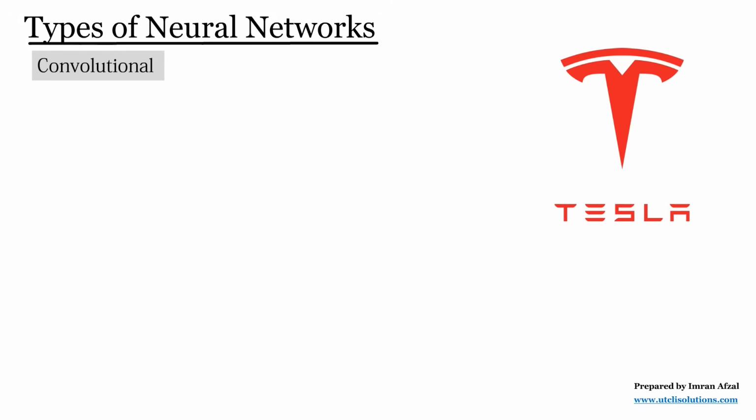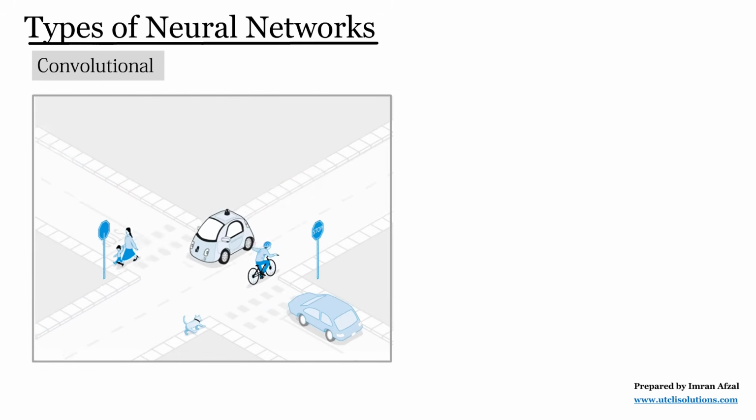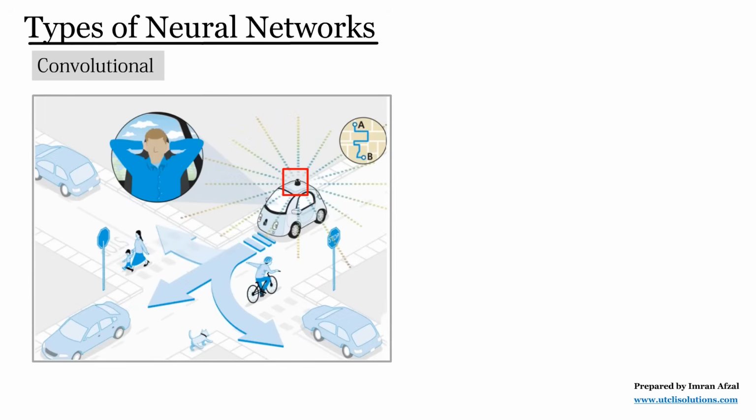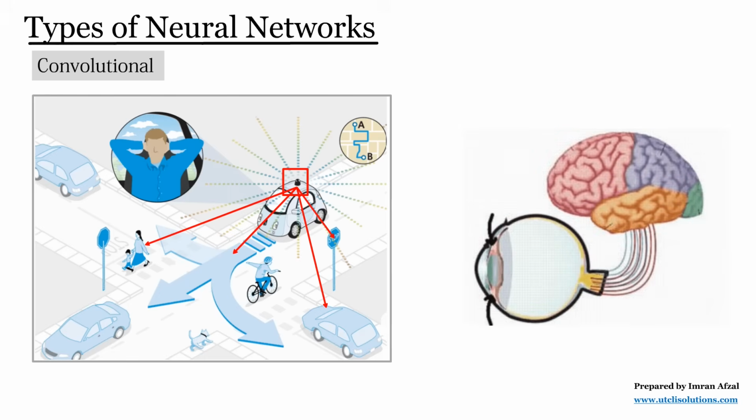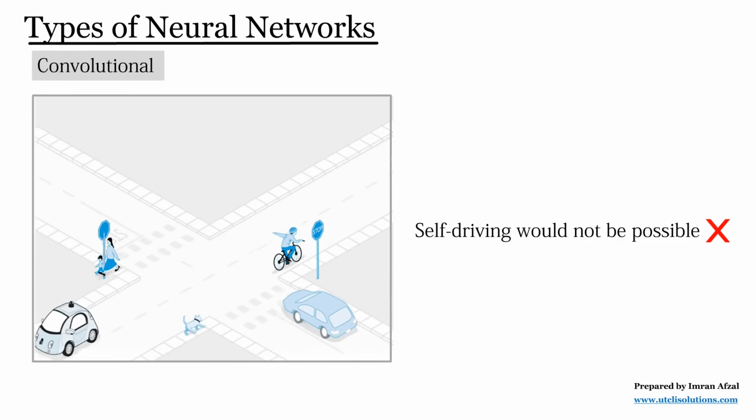Another big example is Tesla, the electric car company. Tesla uses CNNs in its self driving system. The cameras on the car capture images of roads, signs, people, and other cars. CNN processes these images in real time. It can detect where the road is, where a stop sign is, or if someone is crossing the street. CNN helps the car understand the world around it just by looking at it, similar to how our eyes and brain work together to make sense of what we see. Without CNNs, self driving would not be possible at the current level.